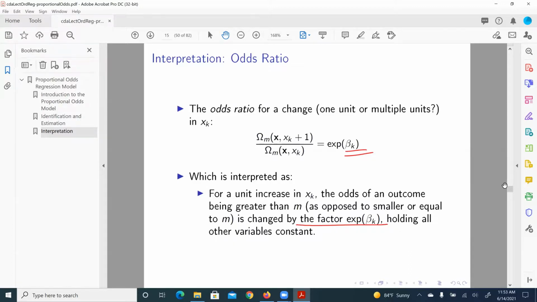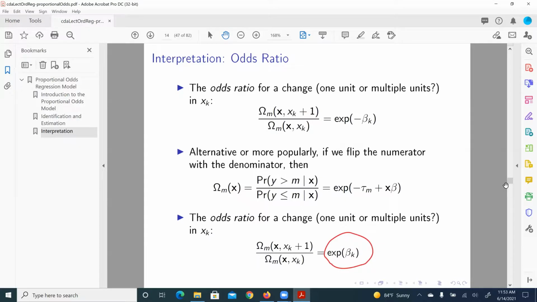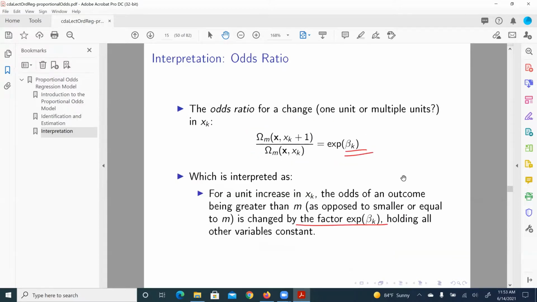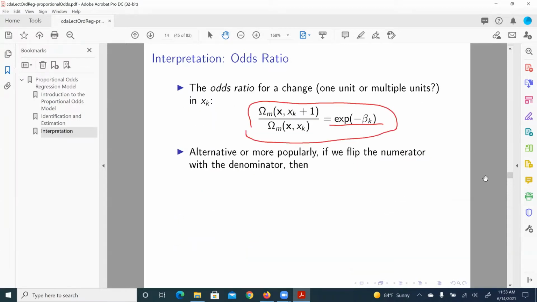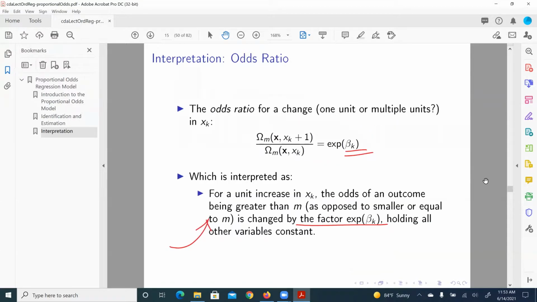And you can go through the derivation from here to the interpretation we have here. Okay, so that's for the odds ratio interpretation.